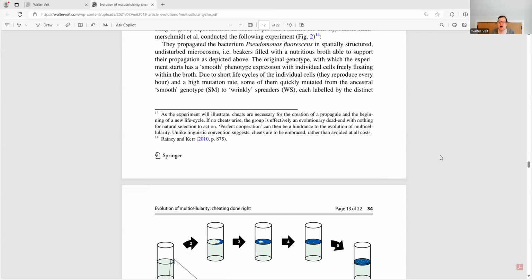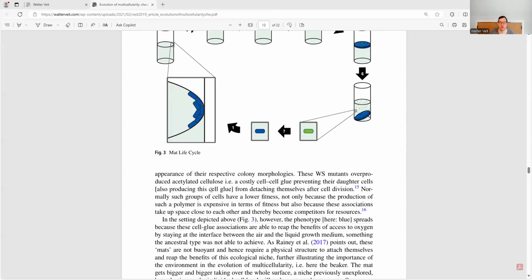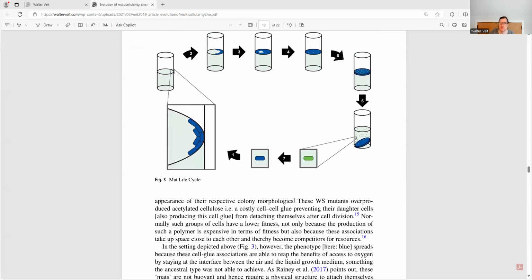The original genotype with which the experiment starts has a smooth genotype expression with individual cells freely floating within the broth. Due to short life cycles of the individual cells, because they reproduce every hour, and a high mutation rate, some of them quickly mutated from the ancestral smooth genotype, which I shall abbreviate as SM, to wrinkly spreaders, WS, following their abbreviations. So each is labeled by the distinct appearance of their respective colony morphologies.